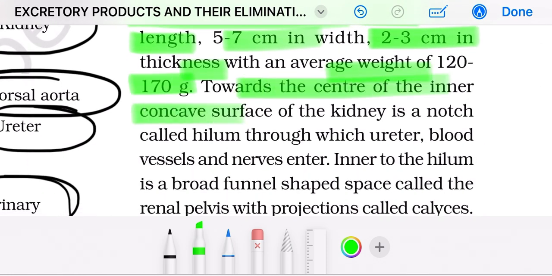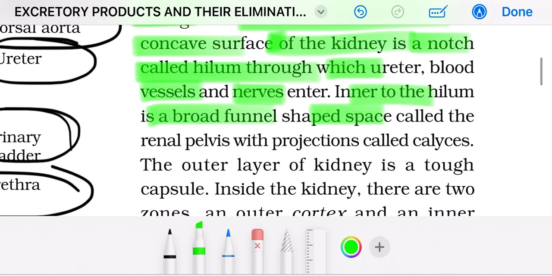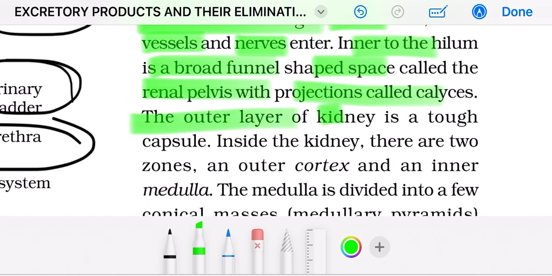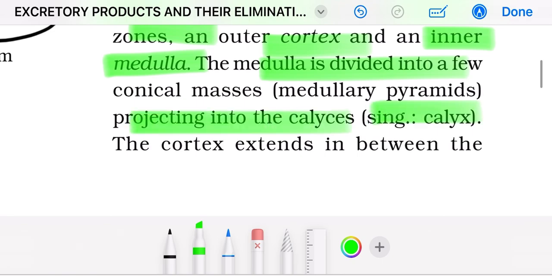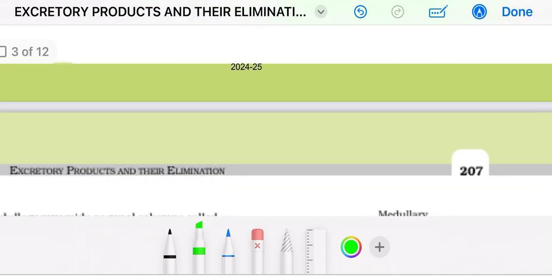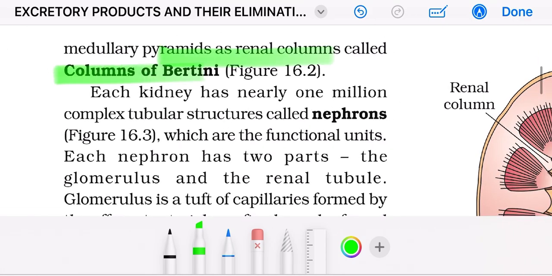Towards the center of the inner concave surface of the kidney is a notch called the hilum, through which the ureter, blood vessels and nerves enter. Inner to the hilum is a broad funnel-shaped space called the renal pelvis with projections called calyces. The outer layer of the kidney is a tough capsule. Inside the kidney there are two zones, an outer cortex and an inner medulla. The medulla is divided into a few conical masses, projecting into the calyces. The cortex extends in between the medullary pyramids as the renal columns, called columns of Bertini.